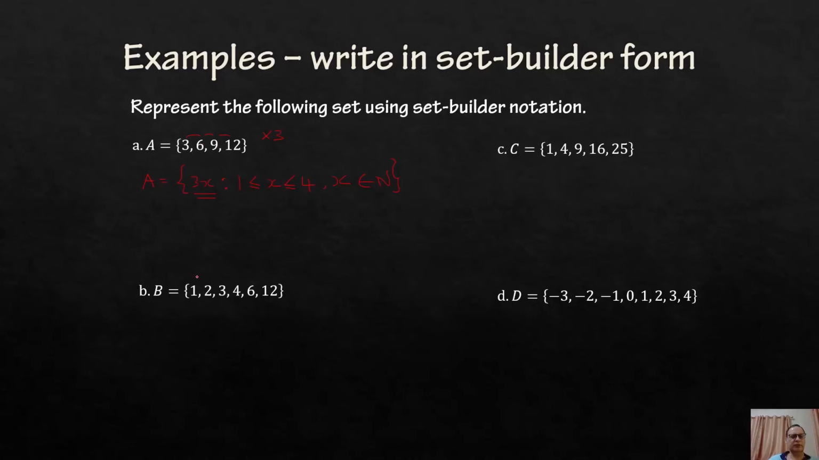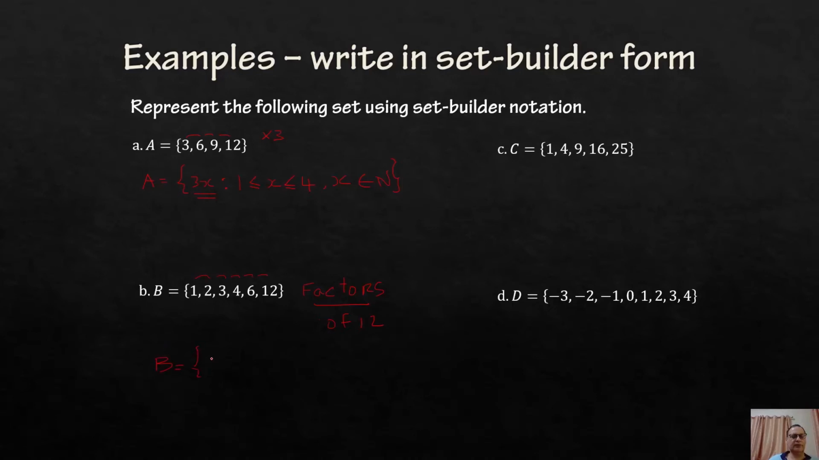Okay, looking at this question, we don't really see any pattern. But what I recognize is that these are factors of what number? Can you see that these are all factors of 12 and there's none missing, they're all there. So there's no real formula that you can write for this question. So we're just going to have to use the word factors.